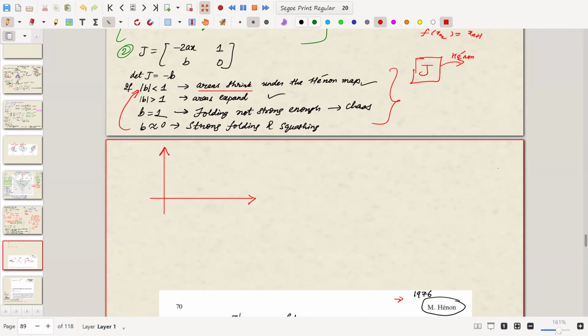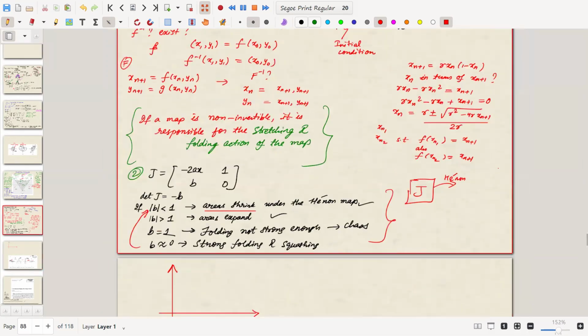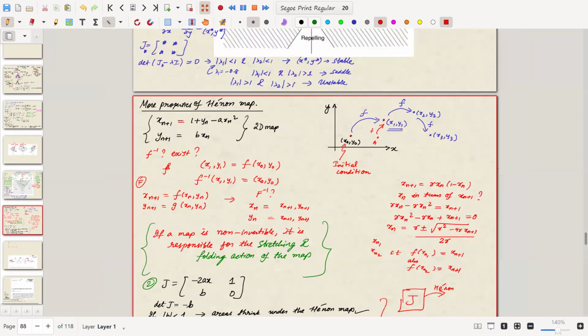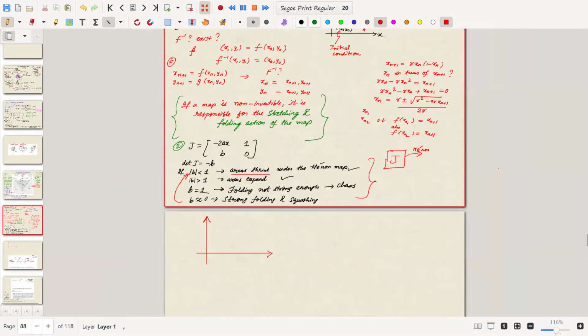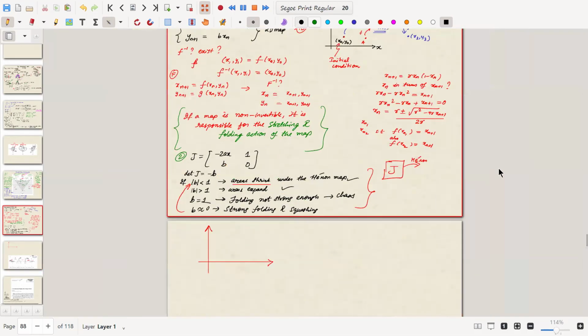Why? If B is equal to 0, this 2D map is just converting to a 1D map. Just a 1D map, nothing else. I think you remember the map, isn't it? This was your logistic map, right?